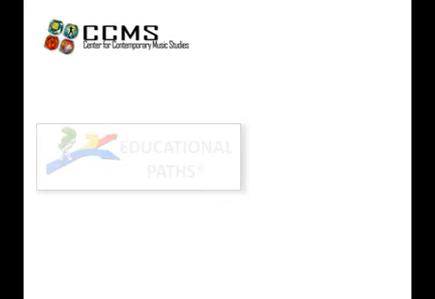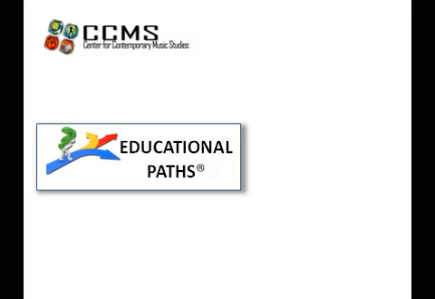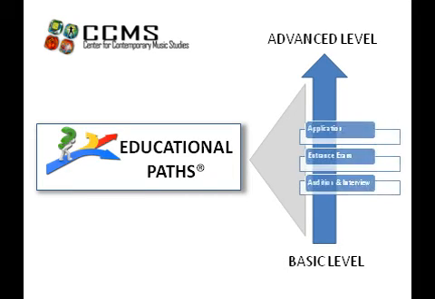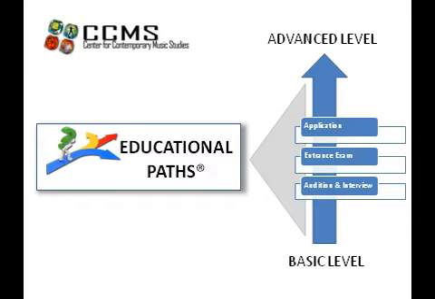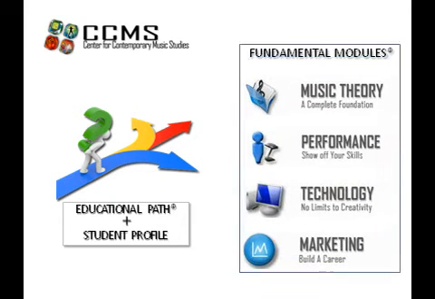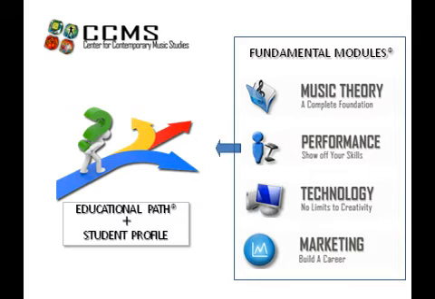The next step in the process is to combine their declared educational path with a student compatibility profile that allows CCMS to determine their entrance level. So now we have a student with a real-world desire. We know exactly where to place them in the learning process. Now that an educational path and profile level is assigned, the path automatically pulls a balance of subjects, course units, from each of the 4 fundamental modules. Based on the training needed to become industry ready for their declared path, different amounts of credits are required from each module.